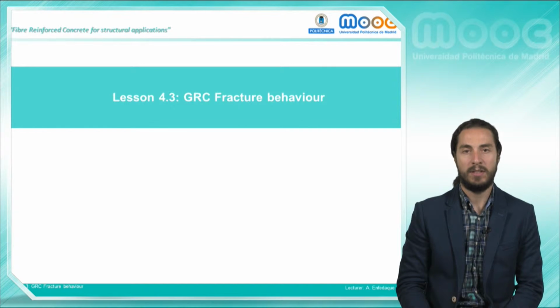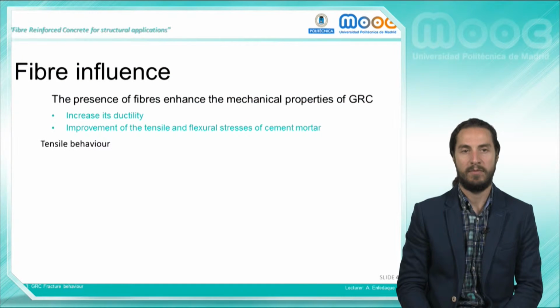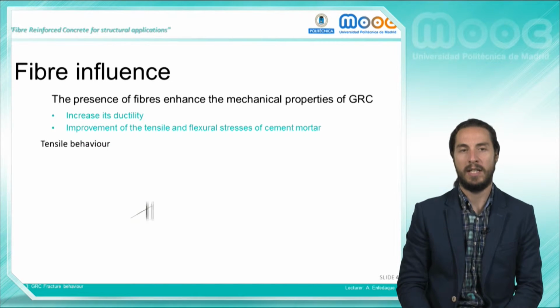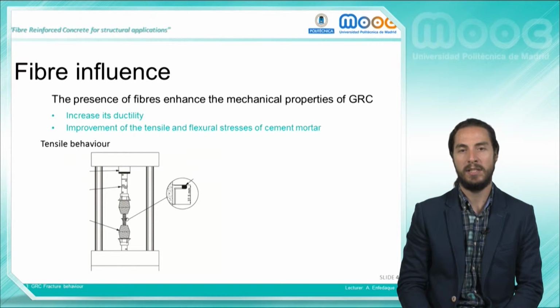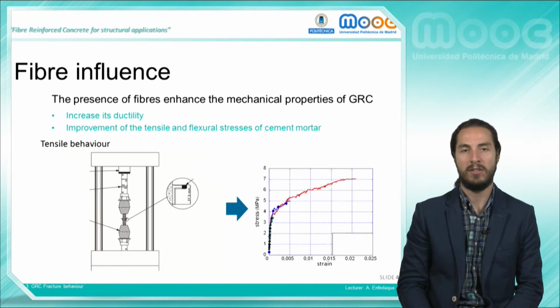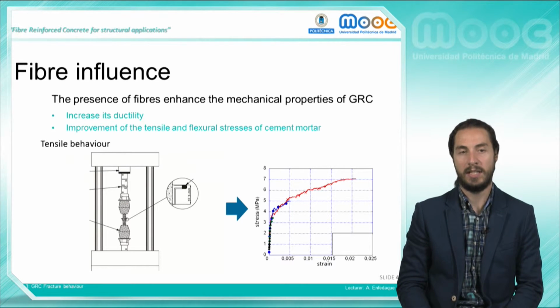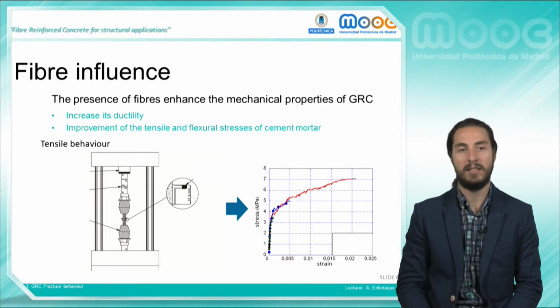In this lesson of the course, we will be dealing with the fracture behavior of GRC. First of all, it should be highlighted that the presence of fibers in the GRC has a capital influence on the material properties. In the case of tensile behavior, the fibers increase the ductility of the material, and their presence also promotes the existence of a branch where a process of multi-cracking takes place. Such a multi-cracking process enhances the tensile strength of the material.